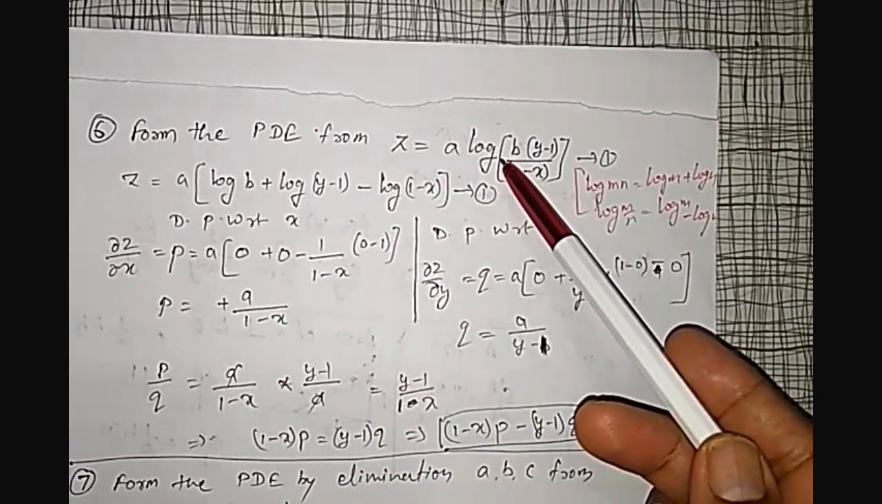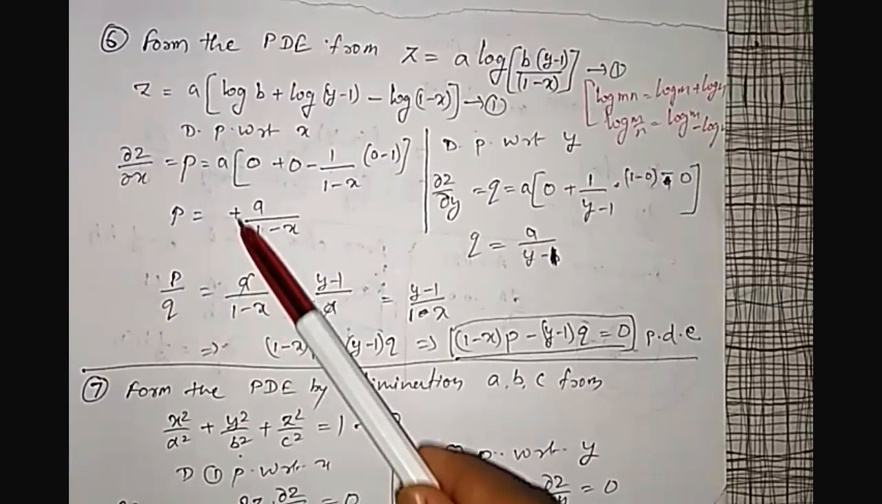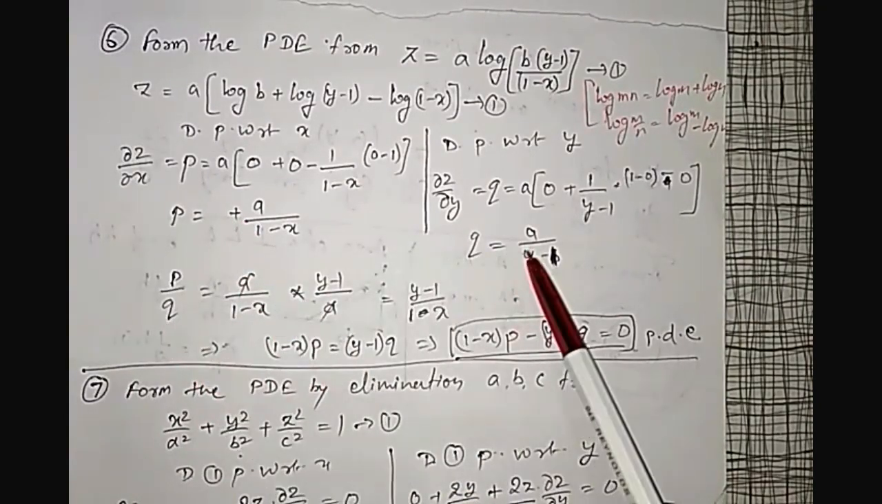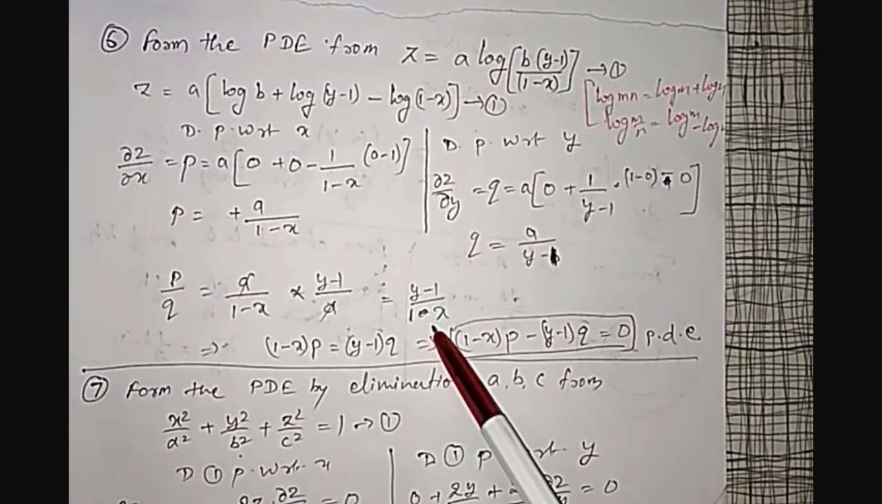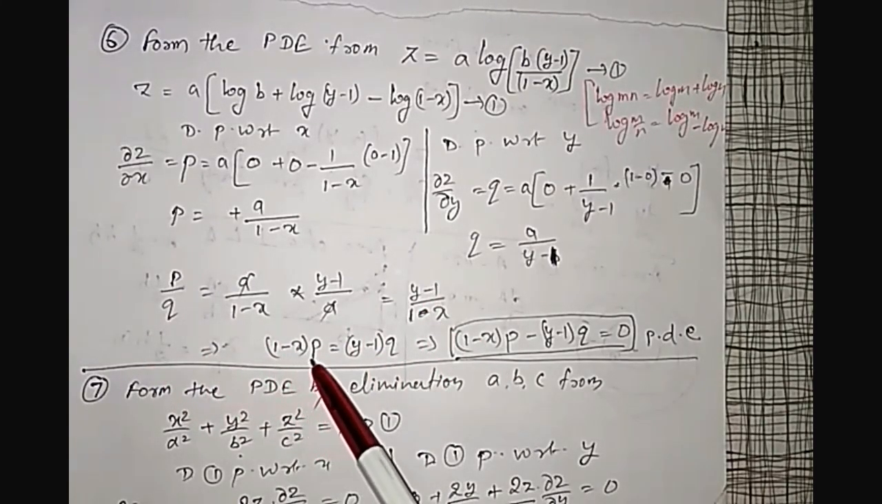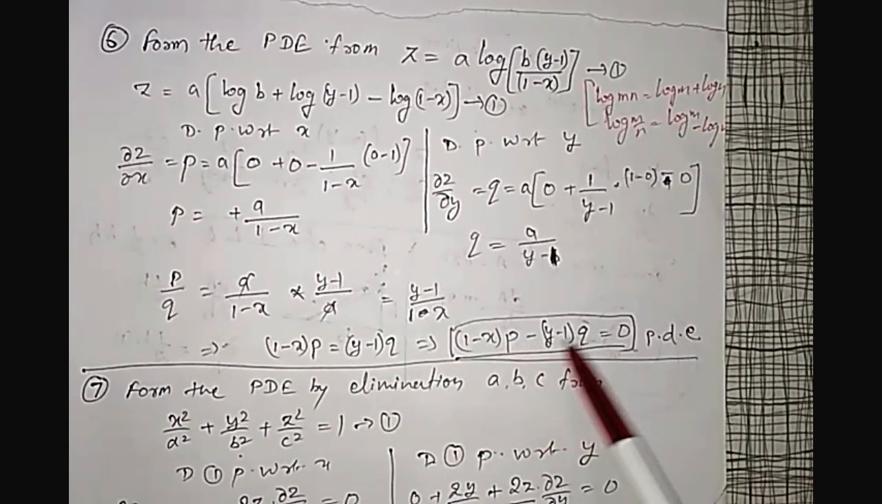Instead of substituting in the given equation, I will divide p by q. p divided by q is a divided by 1 minus x into the reciprocal of q, y minus 1 divided by a. a cancels. Therefore, it is y minus 1 divided by 1 minus x. Cross multiplying, 1 minus x into p equal to y minus 1 into q. This is our required PDE. Up to now, the examples solved contain only p and q, that is, first order partial differential equations.